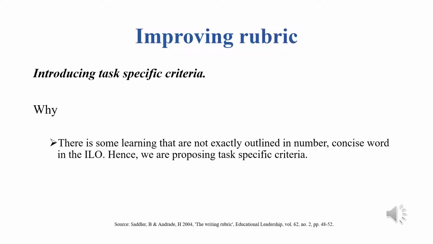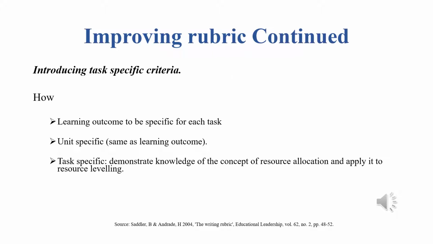Improving rubric formation. Criteria need to be modified. In my subject area, there are unit-specific criteria only. Unit-specific criteria are worded exactly the same as the learning outcomes. Why is improving rubric formation required? There is some learning that may not be exactly outlined in concise words in the ILO. Hence, we are proposing task-specific criteria. How can we introduce task-specific criteria? The learning outcome is to be specific for each task and provide more information about the qualities I am looking for.